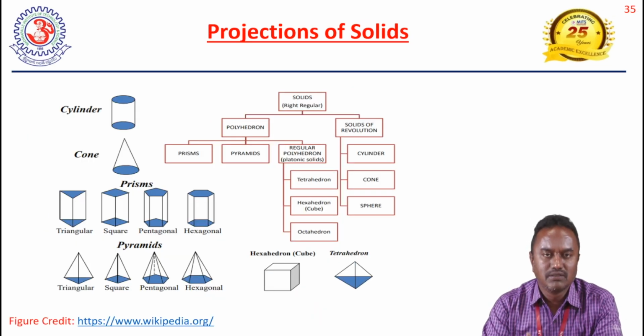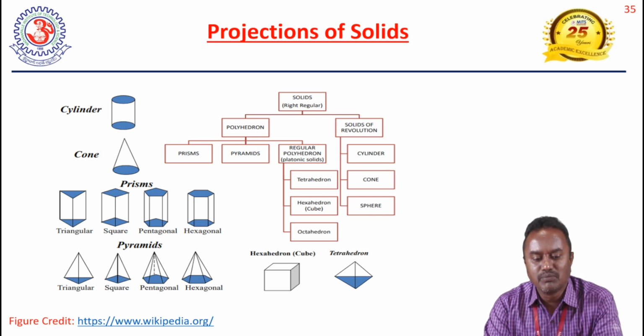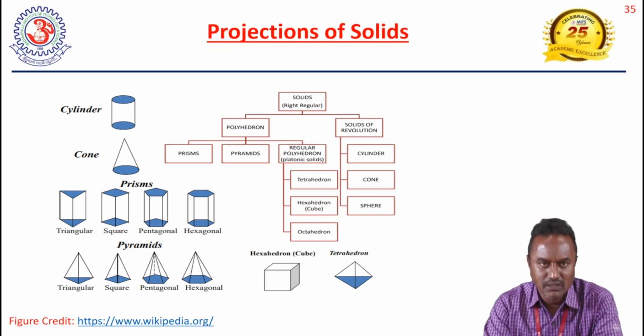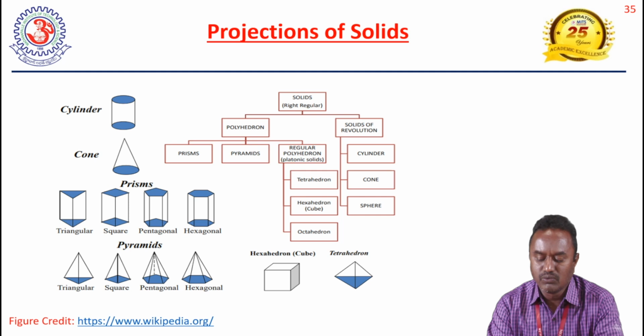So the next topic is projections of solids. After points, lines, and planes, the next stage of engineering graphics is projections of solids. The projections of solids are divided into two families: one is the cylinder family and the other is the cone family. All the prisms come under the cylinder family and all the cones come under the pyramid family. So this is the major classification, cylinder and cone. In addition to that, we have the hexahedron as well as the tetrahedron. We can divide these into two families by means of cylinder and cone only.